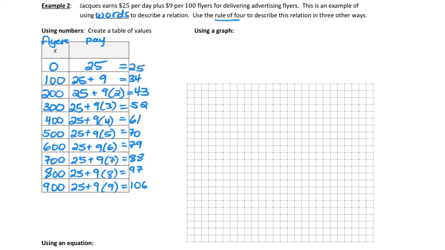So check in and make sure that your table of values looks the same as mine. We're going up in increments, groups of 100 flyers, because for every 100 flyers, he earns $9 more. So we should see that, oh, he's gone up by 100 flyers, his pay should go up by another $9. So 100 flyers, $9 more pay. 100 flyers, $9 more pay. Please now pick a good scale for your graph and graph it. Pause the video and check after you're done.